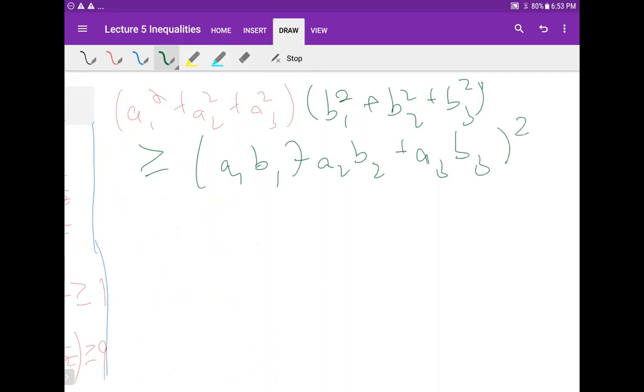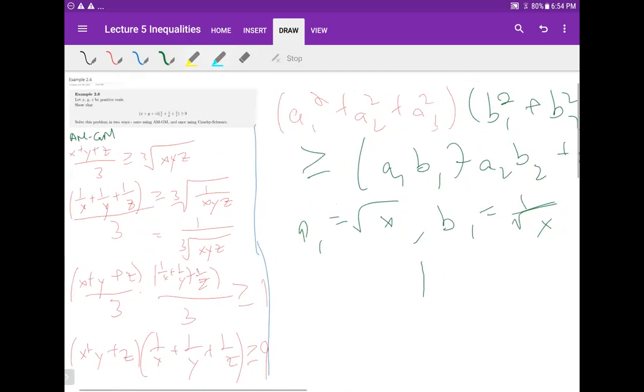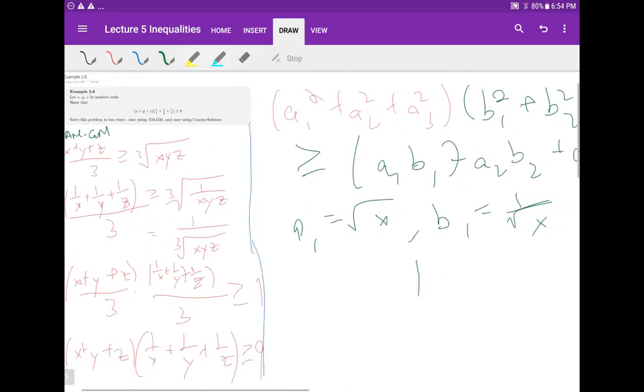Now what we can do is let a sub 1 equal root x, b sub 1 equal 1 over root x, and so on for y and z. So a sub 2 would be root y, b sub 2 would be 1 over root y, a sub 3 would be root z, and b sub 3 would be 1 over root z. If we plug them into the above expression, the left-hand side would be x plus y plus z times 1 over x plus 1 over y plus 1 over z.